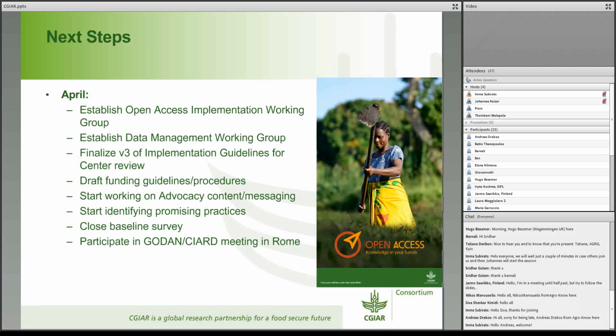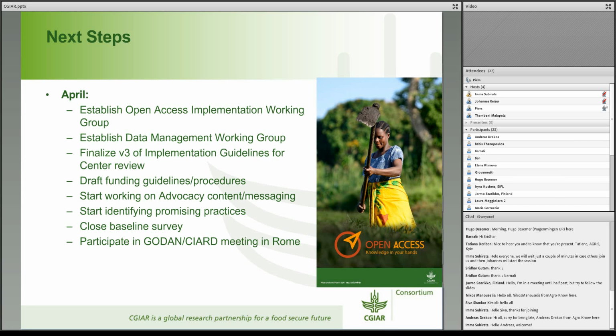And then the big piece that we want to start soon is the advocacy element, because we've got to start reaching out more than we have already about actually how to implement and the value of open access and why we're doing this. We've been conducting a baseline study of all of our centers to find out what they have, where they have it. And then we have a big and important meeting in Rome in a couple of weeks with CGIAR and GODAN, April 22nd through 24th.